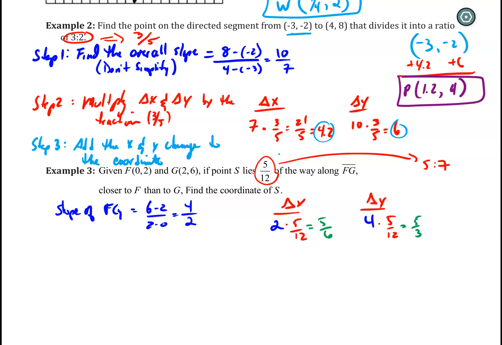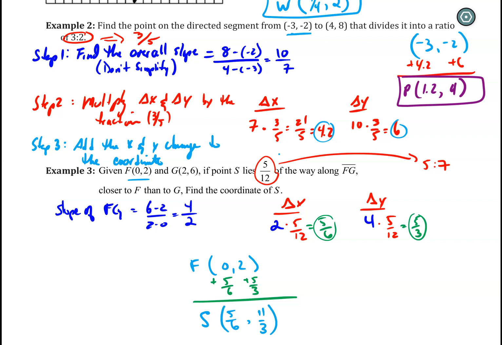All right. And so now I'm going to take these amounts and I'm going to add them to the leftmost point. So in this case, F. So F is currently (0, 2). I'm going to add 5/6 and 5/3 to the x and y respectively. And this one comes out to be, and this is point S, so S ends up being 5/6, and 2 plus 5/3. Not a nice number, not a decimal, so that'd be 11/3.